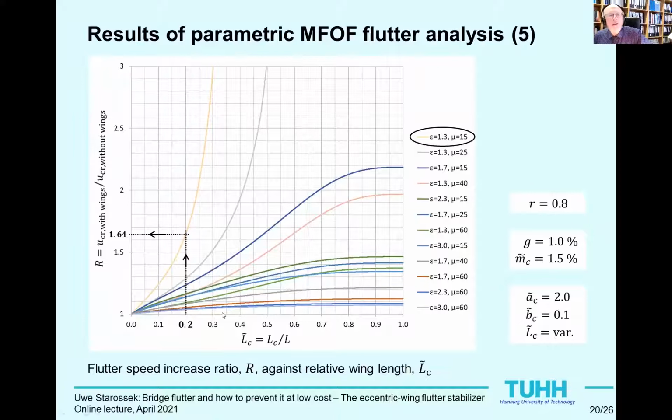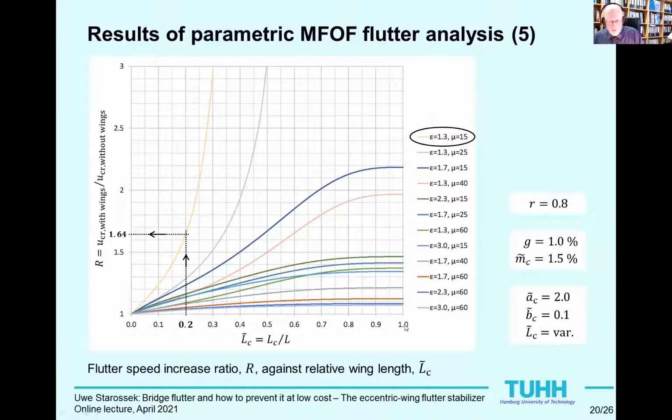Finally, the dependency of the flutter speed increase ratio on the relative wing length LC tilde is considered. For small epsilon and mu, the curves increase overproportionally with LC tilde. They end at a certain value of LC tilde above which no flutter occurs, even if not visible within the range of R shown here. For the other values of epsilon and mu, the curves show a more linear characteristic at first and then rise underproportionally, approaching their final value asymptotically at LC tilde equal 1.